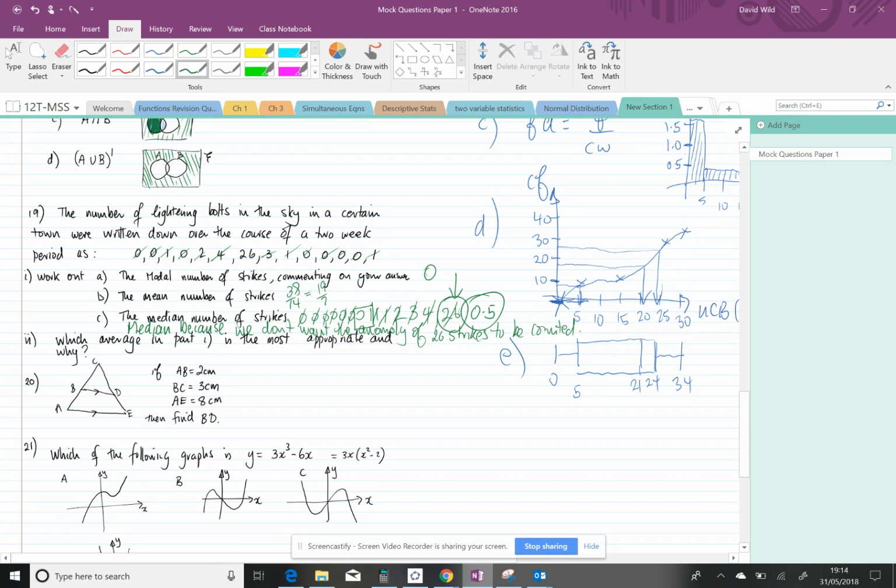Okay, which average in part 1 is the most appropriate? Oh, we've just done that. Question 20. AB is 2 centimeters, that's 2. BC is 3. AE is 8. And we want to find BD. Let's call that X. So we want to form a ratio.